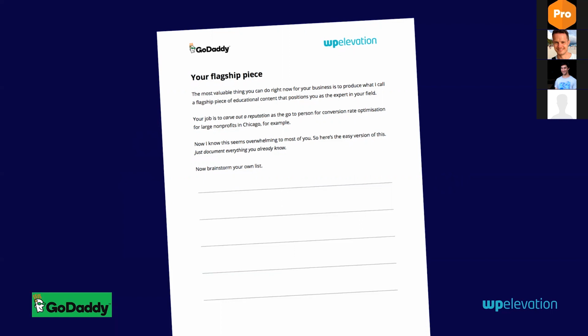and this worksheet here just allows you to brainstorm your own list. Just bullet point it, okay? You don't need to write a 2,000-word blog post. You can eventually if that's what you want to do, and it's probably a good idea, but right now, all you need to do is bullet point everything you already know about your sweet spot.